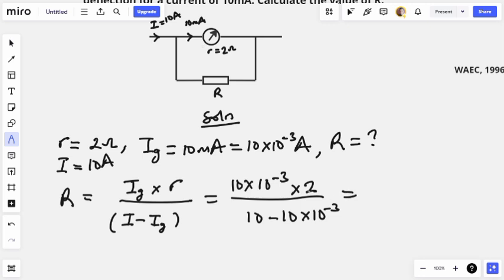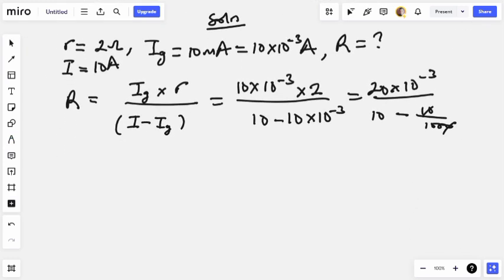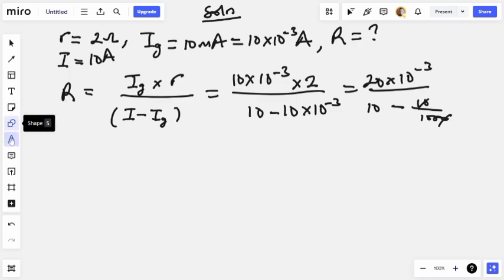So if we do this, 2 times 10 is 20. 20 times 10 raised power minus 3 divided by 10 minus 10 times 10 raised power minus 3, which is the same thing as 10 divided by 1000. Because 10 raised power minus 3, according to law of indices, is 1 over 1000. So it's like 10 times 1 over 1000. So this will cancel that. This will cancel that. So we proceed.